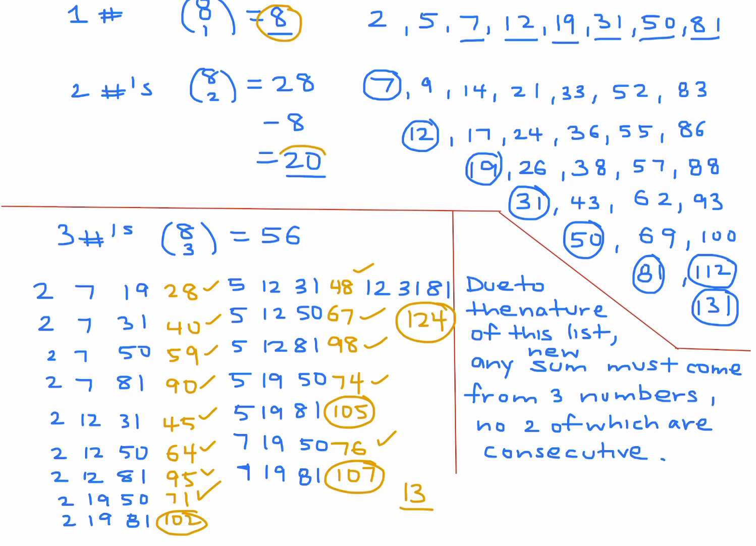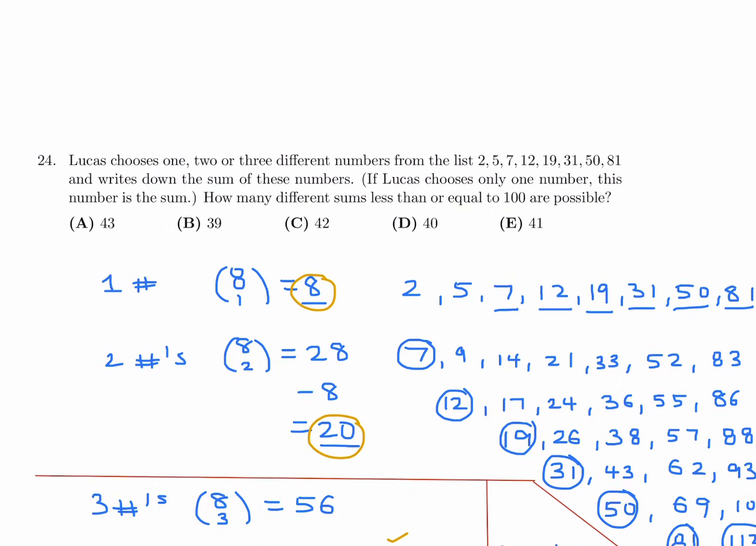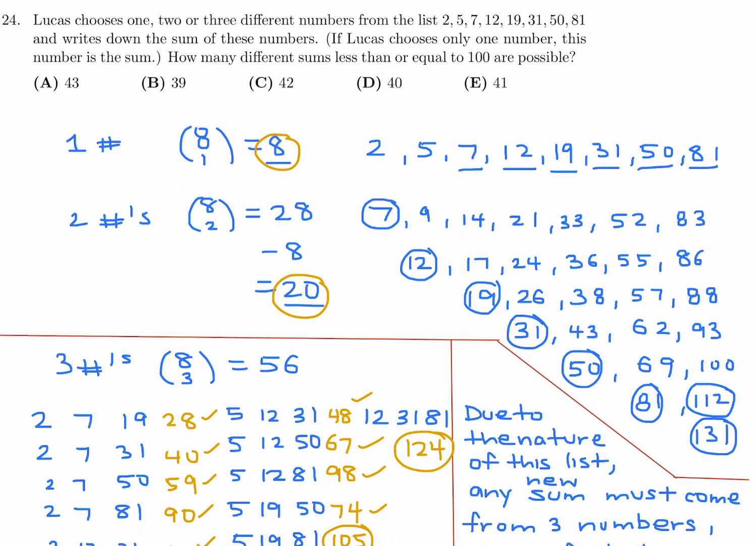All right. So I have 8 up here, 20 here, and 13 here. So my total 8 plus 20 plus 13, and that is 41. 41 is the answer to number 24. That would be E.